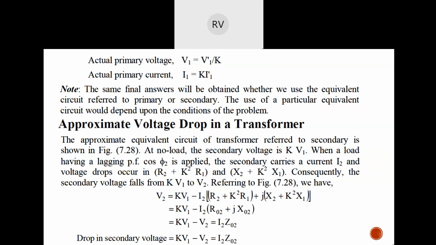I2 and voltage drop occurs in both these parameters, right? R2 plus K square into R1 and X2 plus K square into X1. Consequently, the secondary voltage falls from K into V1 to V2. We know all these things, right? So we are just writing this in the form of an equation. Drop in the secondary will be K V1 minus V2 is equals to I2 into Z02.